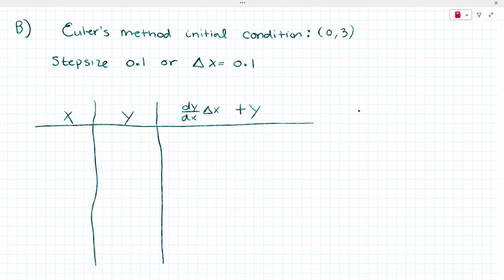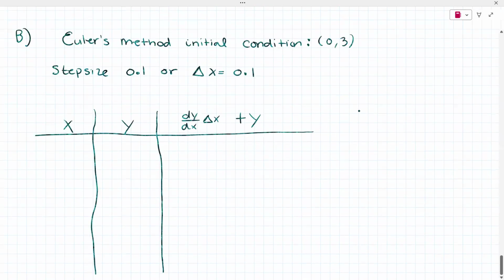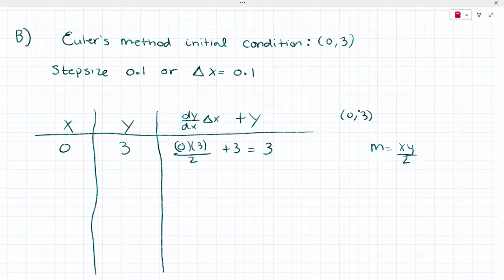Okay, so it's just like the previous one. They give us a condition of (0, 3). So your x is 0, your y is 3, and our slope, dy/dx, was xy over 2. So it's going to be my x, which is 0, times y all over 2, and then it says plus y. So my y is 3. So that spits out 3.